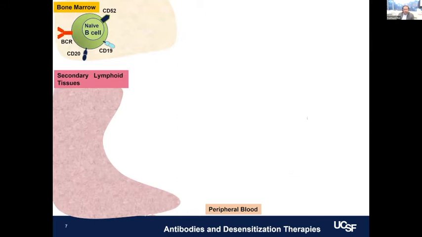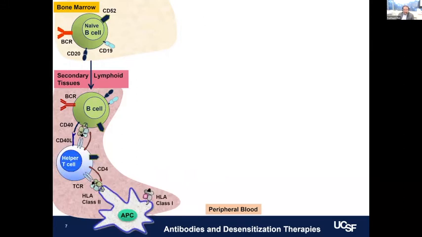So what I'm showing in this slide is the naive B cells, which are in the bone marrow, get into the secondary lymphoid tissues or lymphoid organs, where they mature, waiting for help from the T cells. The T cells are coming from the organ, triggered by the antigens.